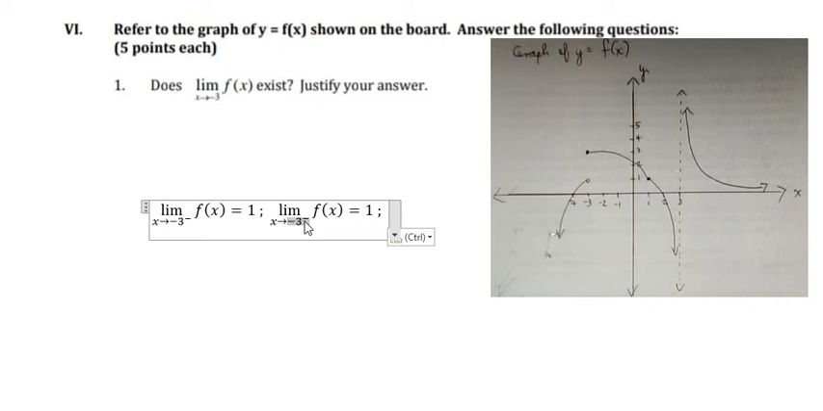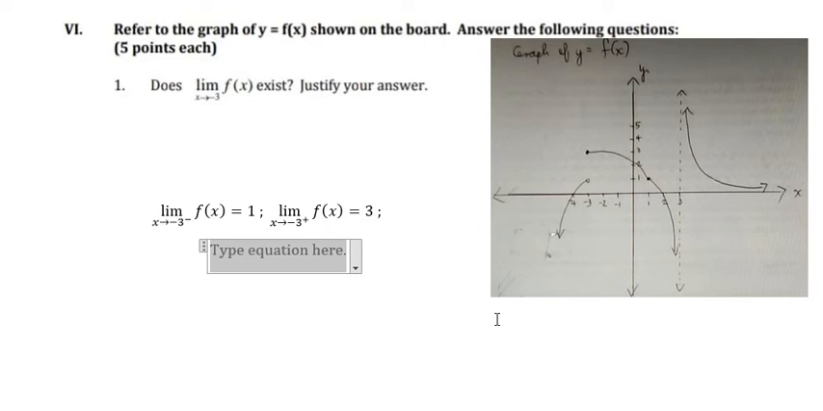If we approach minus 3 from the positive side, we get about number 3. So that means the limit on the left is not the same as the limit on the right. So we can conclude that the limit does not exist. Because for the limit to exist, the limit on the left and the limit on the right should have the same value.